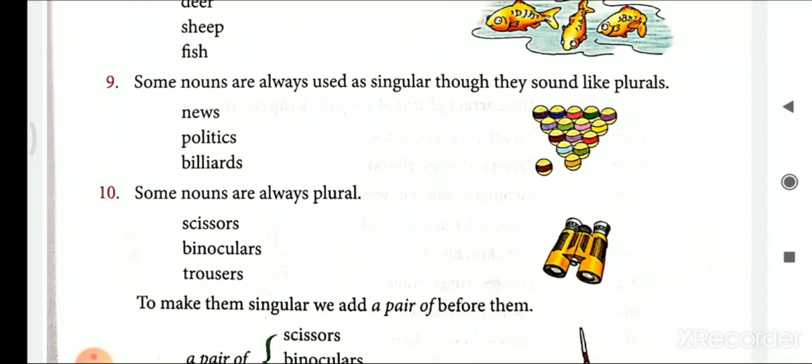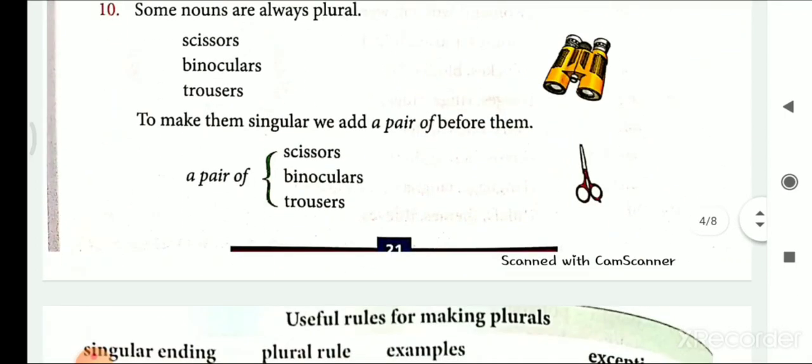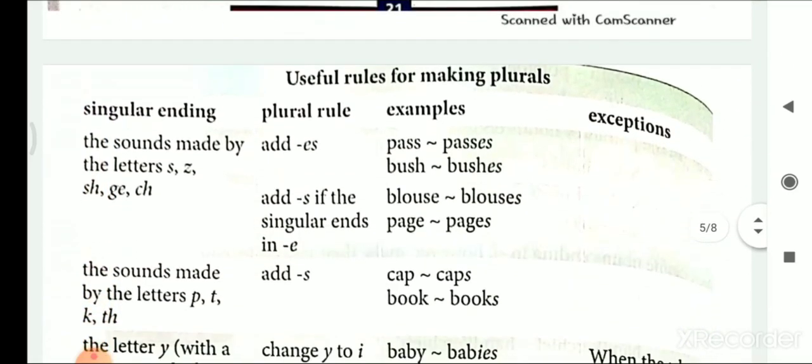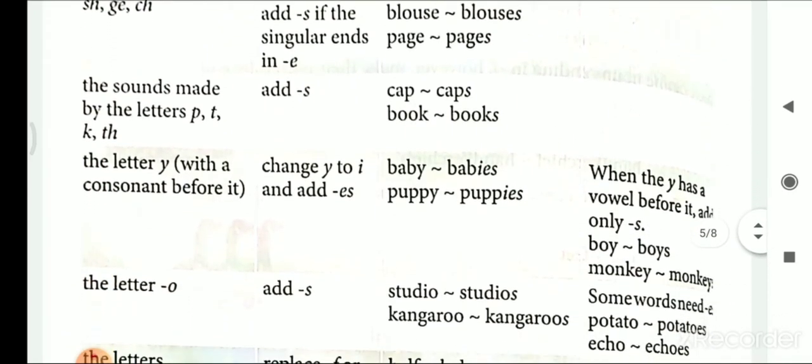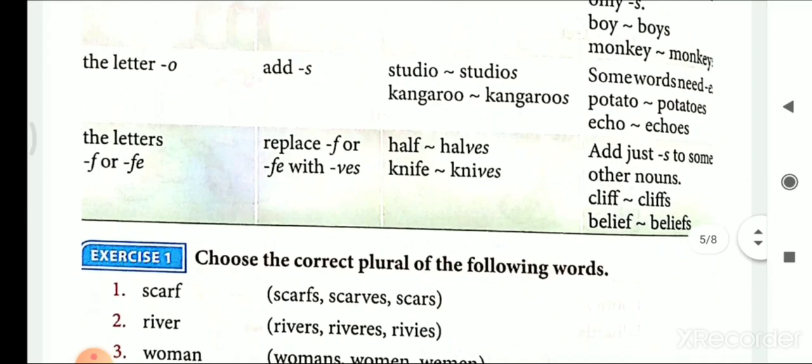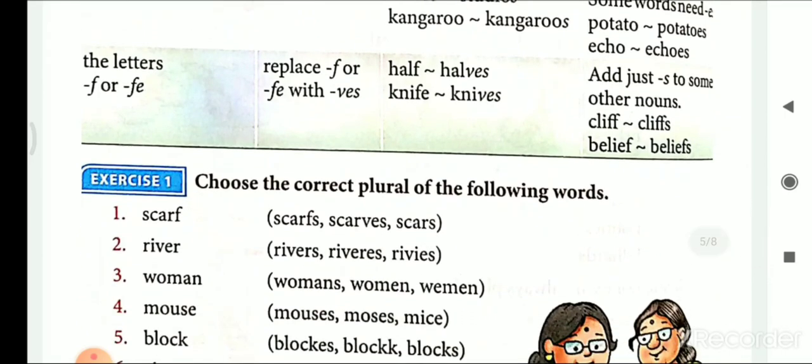Point number 10. Some nouns are always plurals. Scissors, binoculars, trousers. And in order to make them singular, we will write a pair of scissors, a pair of binoculars, and a pair of trousers. Dear students, the points which we discussed above are shown here in a table form. Do read this at your home and practice and remember this.